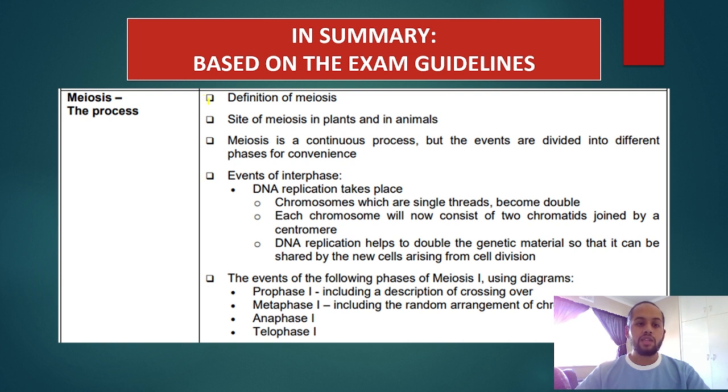So in summary, in this video, we defined meiosis. We spoke about the site of meiosis in plants and animals. We spoke about the fact that it's a continuous process. We described the events of interphase. We also described the events of meiosis I, namely prophase 1, metaphase 1, anaphase 1, as well as telophase 1. In the next video, we will be describing the entire process of meiosis II. So please stay tuned for the next video, where we will be describing the process of meiosis II.